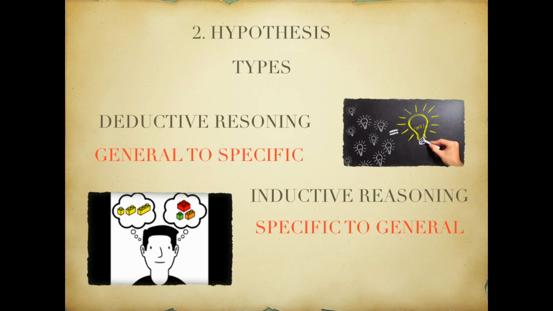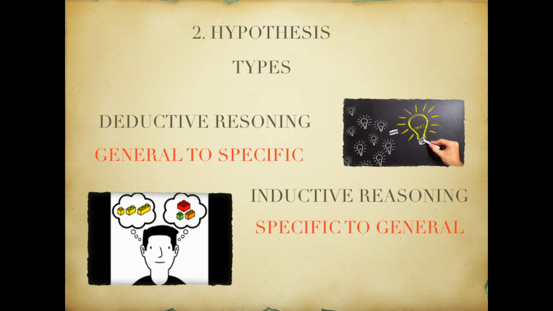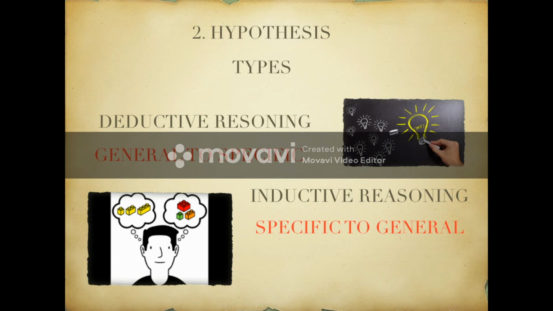Now, example, if we accept that all birds have wings and that sparrows are birds, then we conclude that sparrows also have wings. Now we will go towards the inductive reasoning. What is inductive reasoning? In inductive reasoning, what we do is we move from the specific to the general. If sparrows have wings and sparrows are birds, and we know that eagle, parrot, hawk are birds, then we conclude that all birds have wings.